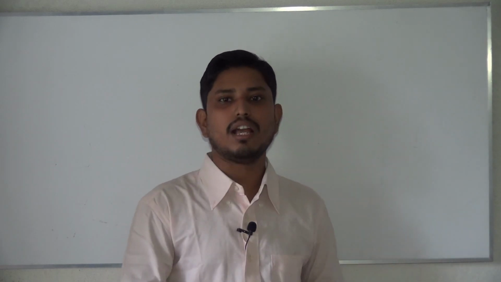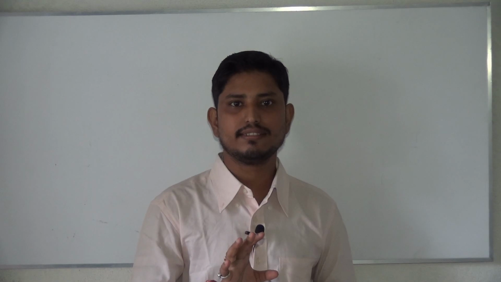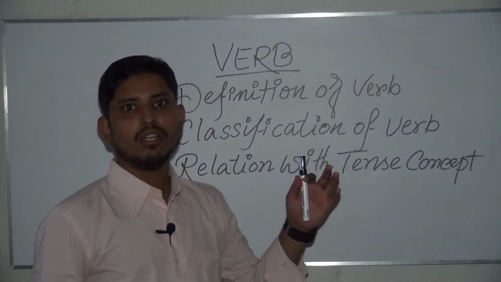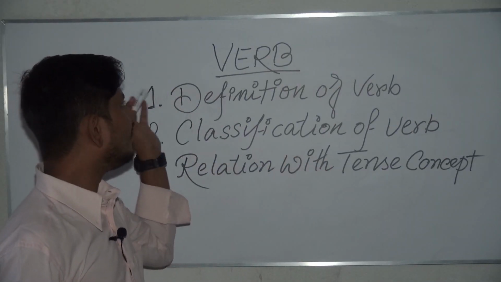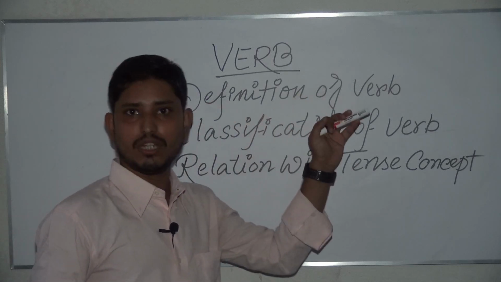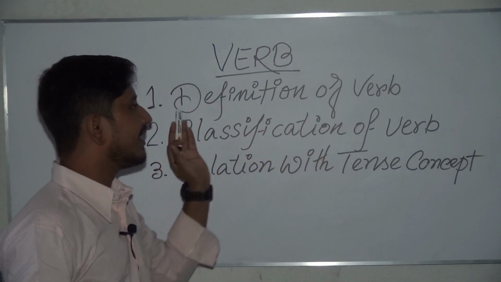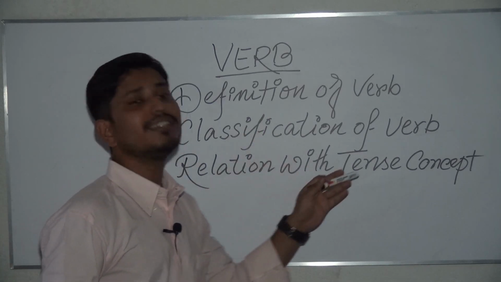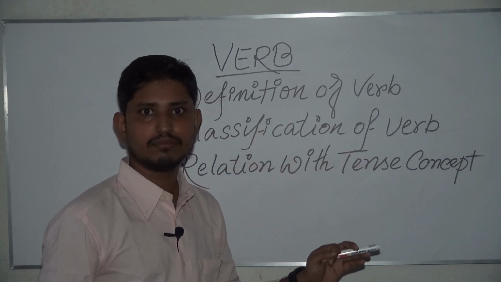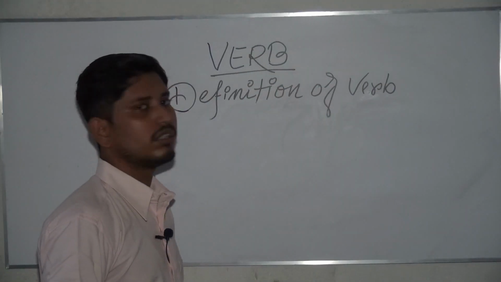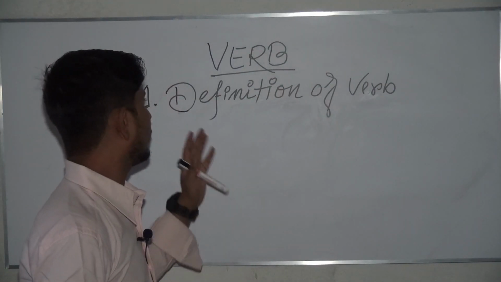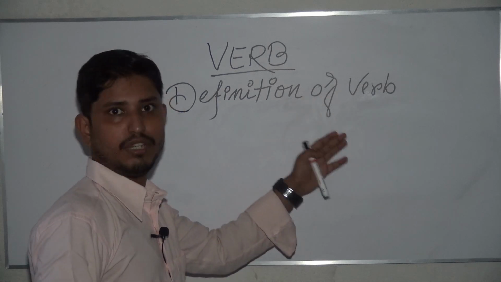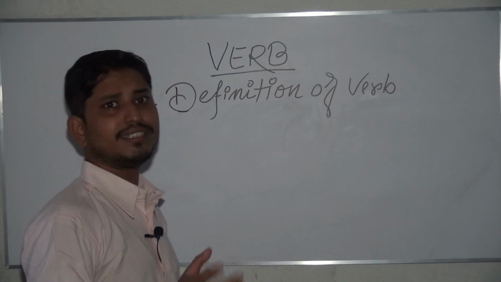So in today's class, I will mainly discuss 3 things. We will discuss number 1, the definition of verb, number 2, classification of verb, and number 3, relation with tense concept. Okay. So number 1, definition of verb. So what is the definition of verb?